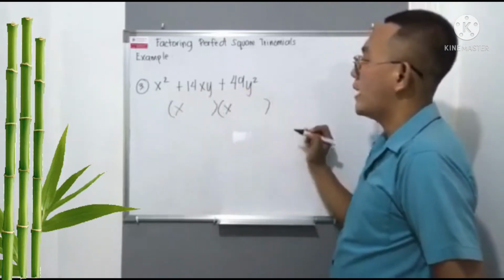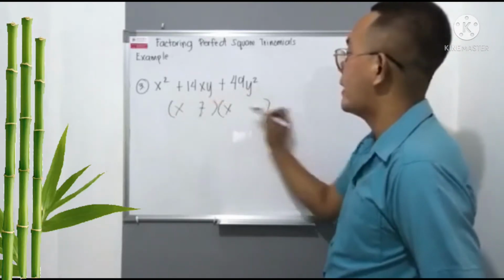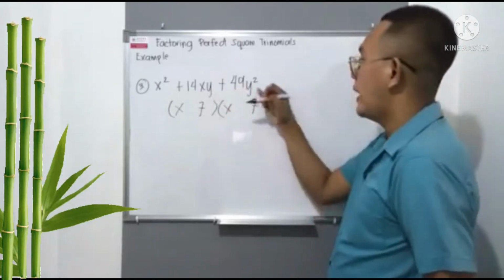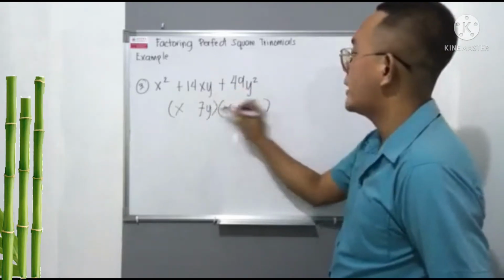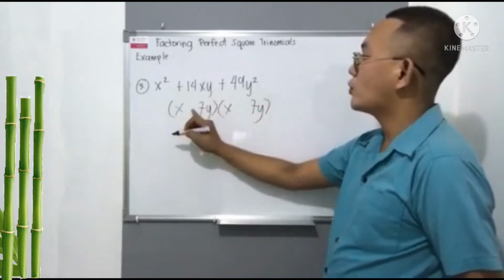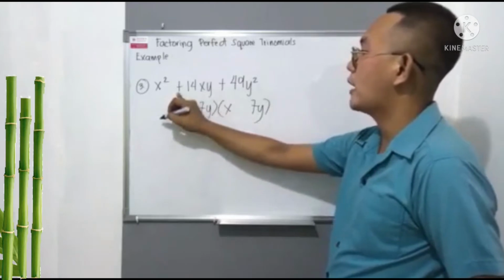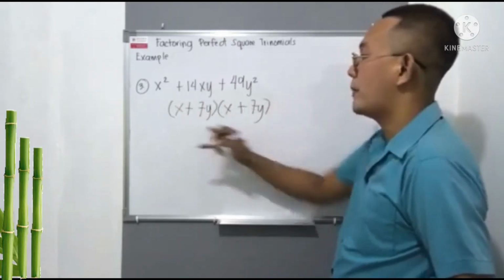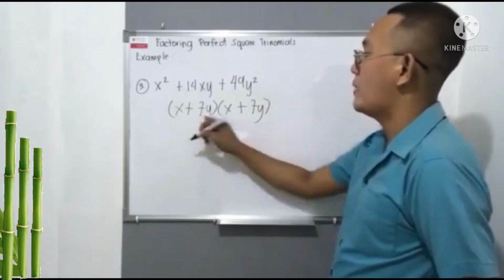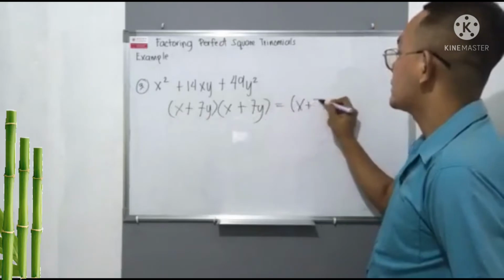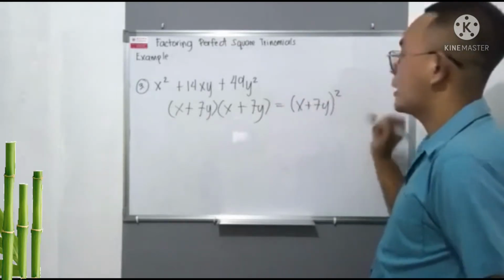And then yung last term natin, square root ng 49 is 7 and 7. 7 times 7 is 49. Then, the root of y squared is y times y. Sign natin sa factor natin, since positive ang middle term, positive ang magiging sign natin or plus. So, bali magiging x plus 7y times x plus 7y, or x plus 7y raised to the second power.